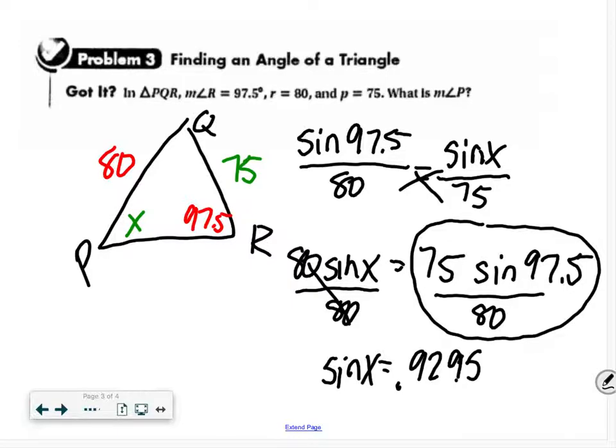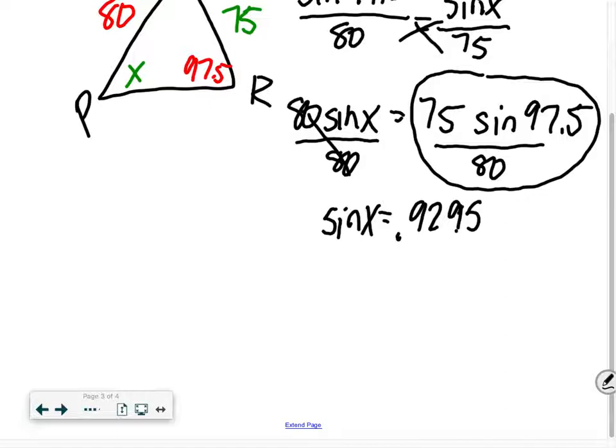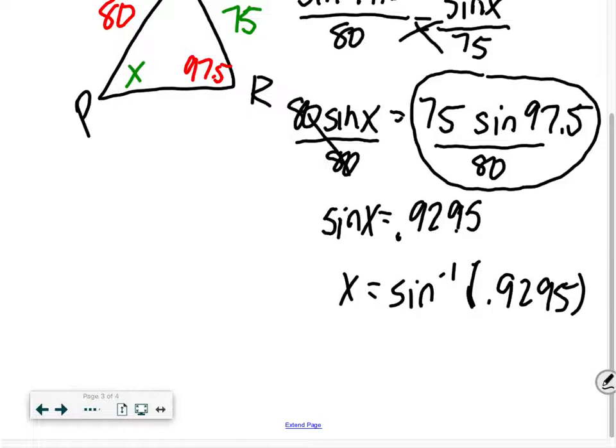Okay. How do I get rid of sine? Sine with the negative one thing. Very good, Chloe. X is an angle. And remember, to find angles, we always use our inverse, or the negative one thing, whatever you want to call it. So if I take the inverse sine of 0.9295, we should get 68.4 degrees. Yes? Yep.